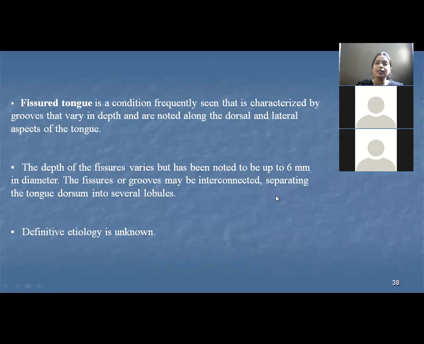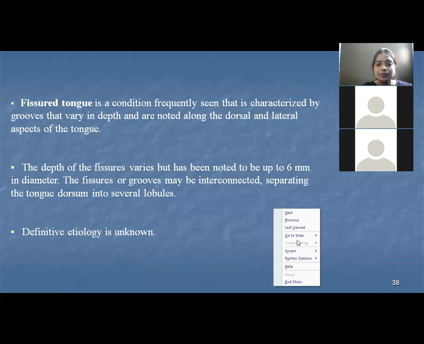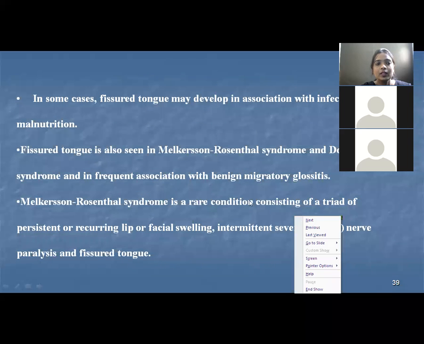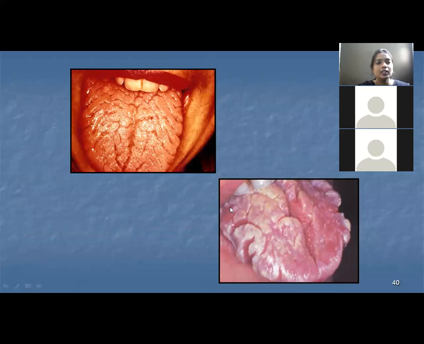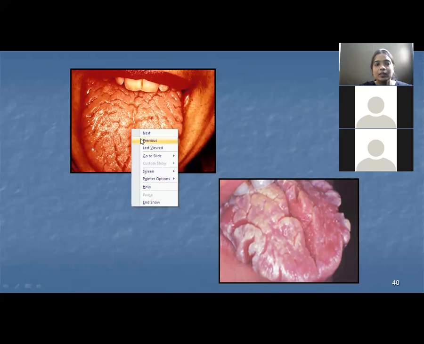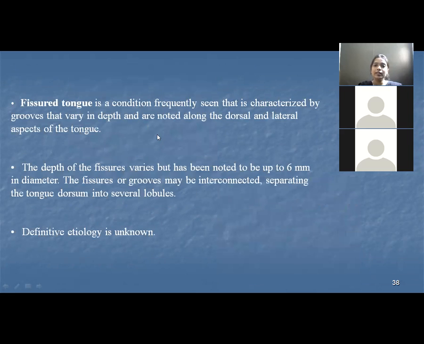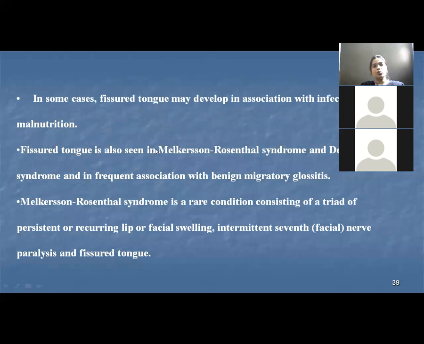Then next, what are the clinical features of a fissured tongue? This is the clinical picture of the fissured tongue. See, these fissures are multiple and always interconnected, and they are 6 mm in depth. Fissured tongue is a frequently seen condition characterized by grooves on the dorsal and lateral aspects of the tongue. The depth of a fissure varies, but it can be 6 mm, and these grooves are interconnected. The etiology of the fissured tongue is unknown, but it is associated with Melkersson-Rosenthal syndrome.